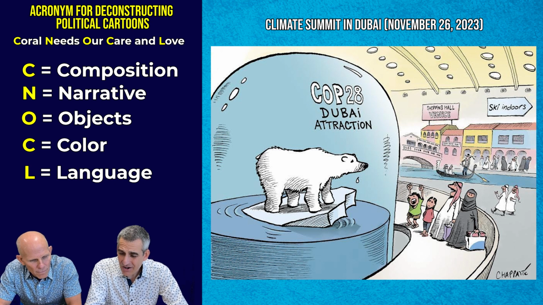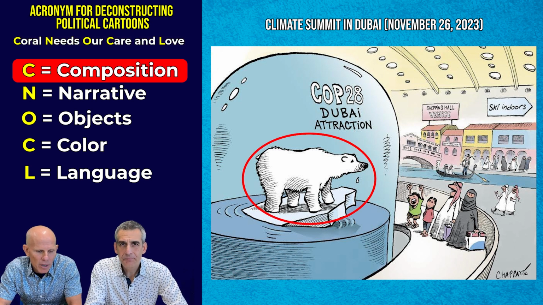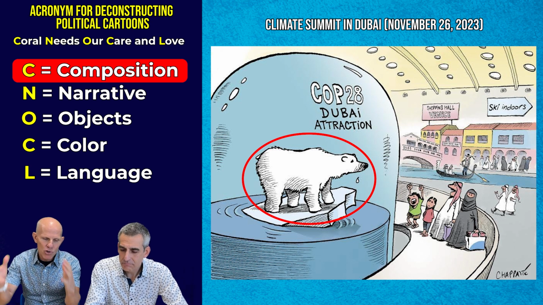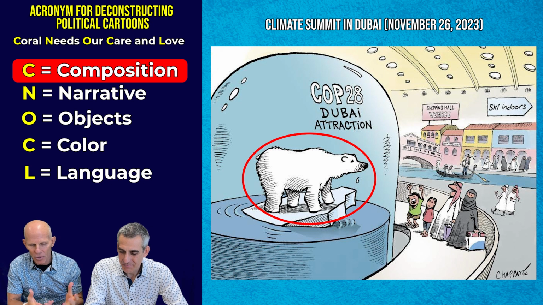Let's go ahead and apply our acronym. Coral needs our care and love. With respect to the composition, what can we say, Mr. Giles? Well, first of all, in the foreground, we see this polar bear that's been enshrined in this sort of imitation snow globe as he's standing on the melting ice cap. That's drawing our attention right away.